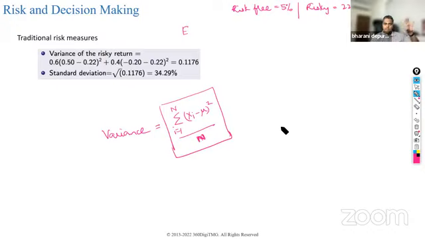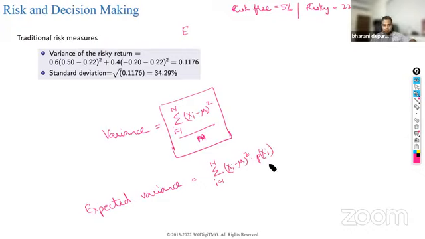When there is no probability involved... if probability is involved, it becomes expected variance. In expected variance, the formula will remain the same, but the only thing is you are going to multiply this value with the probability value: (Xi minus mu) whole square into probability of Xi. This is your expected variance formula. And that is what is given.